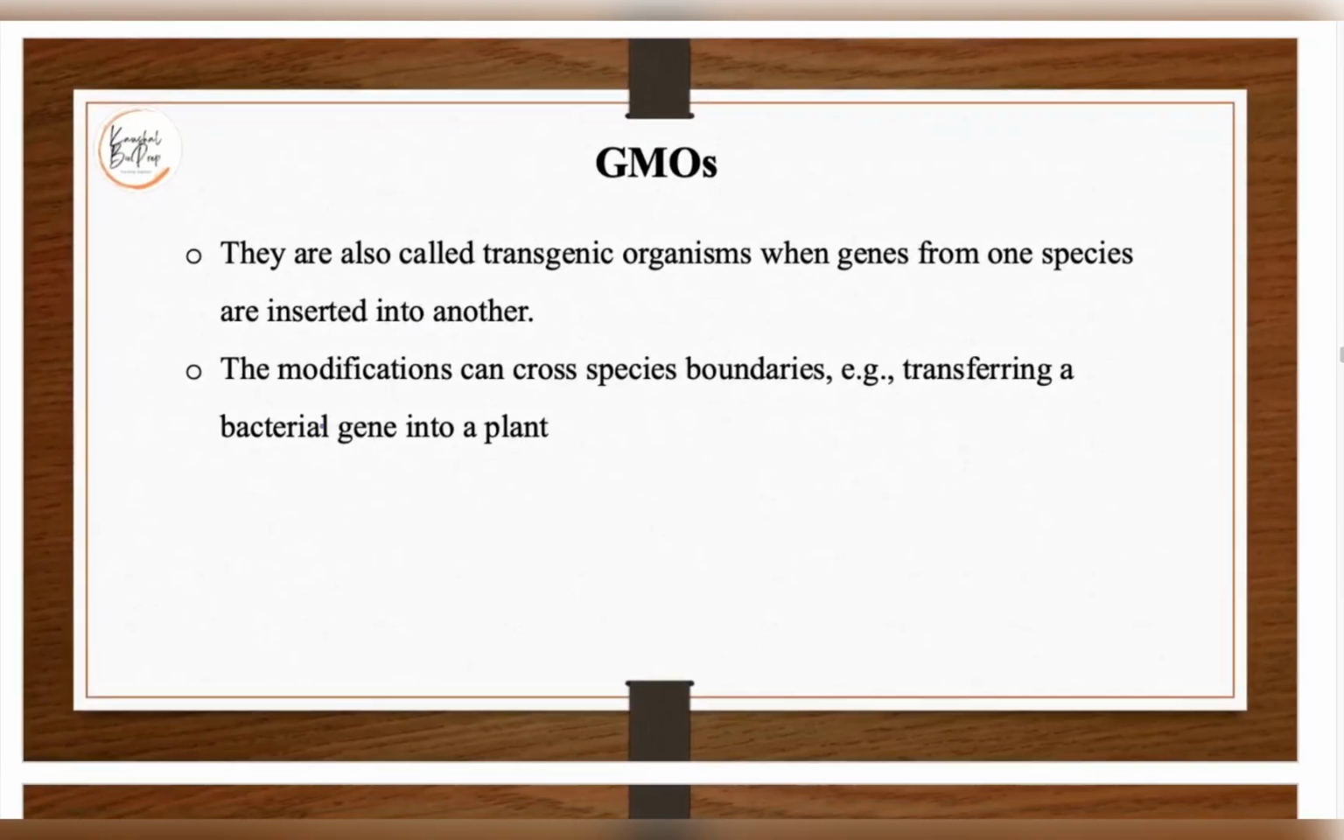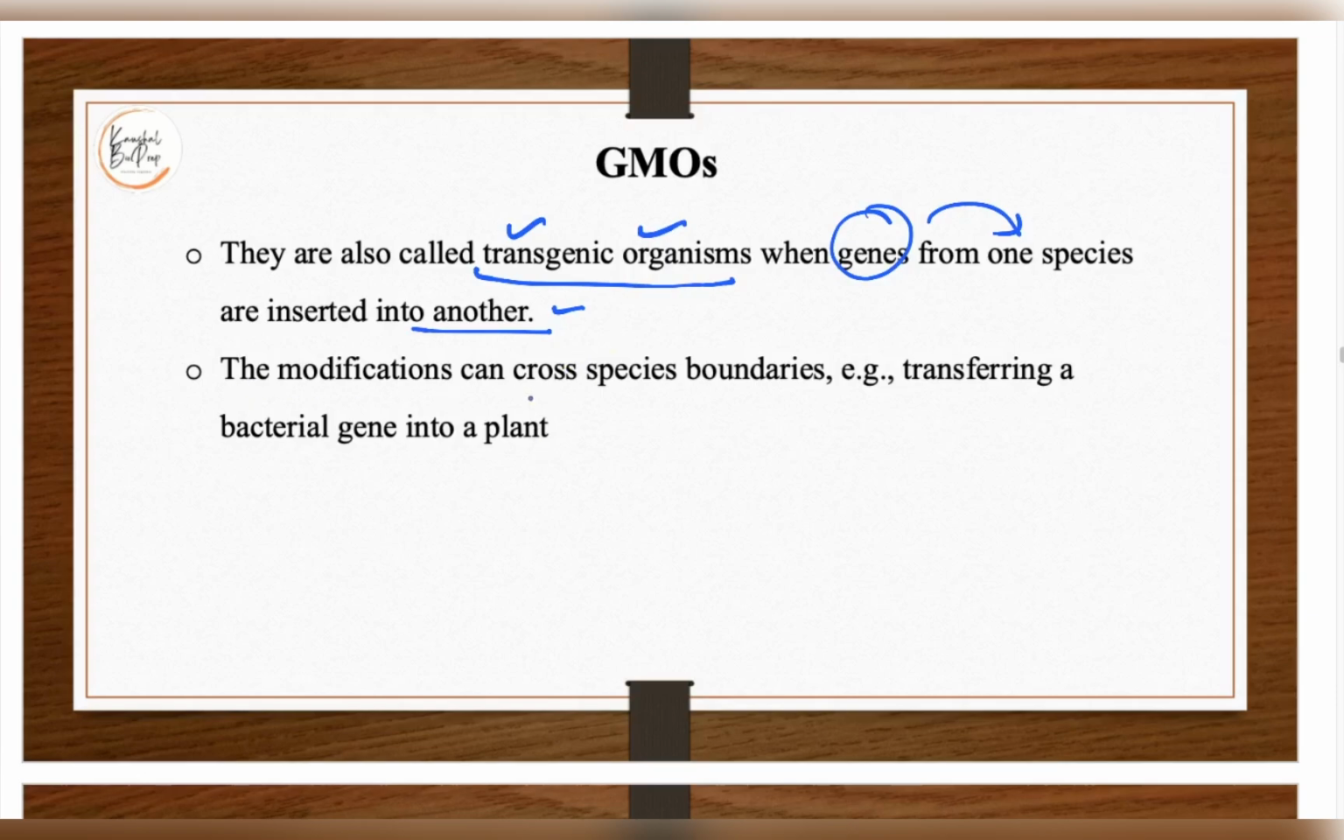Now GMOs are also called transgenic organisms. Transgenic varieties, you must have heard. When genes from one species are inserted into another, then they are called transgenic, right? So you take a gene from one species and you insert it into another one. That is the transfer of the gene basically between two species. So that is why they are also called transgenic organisms.